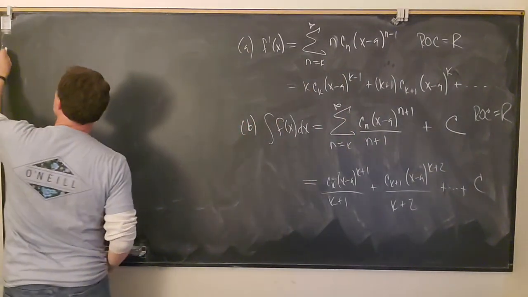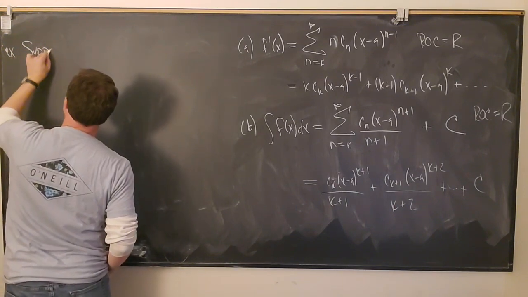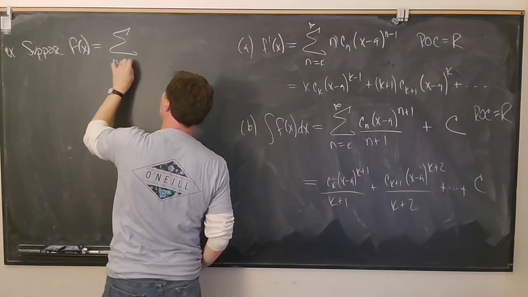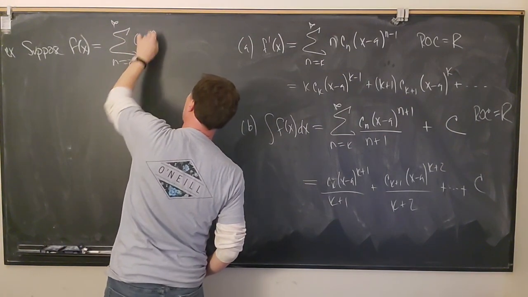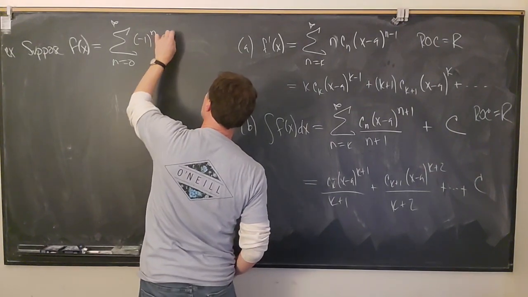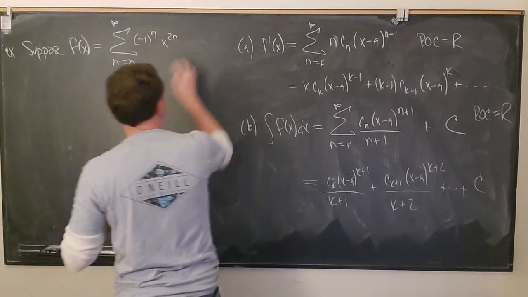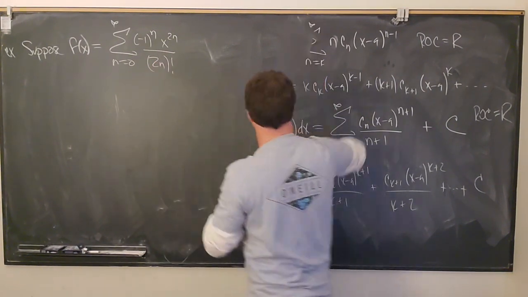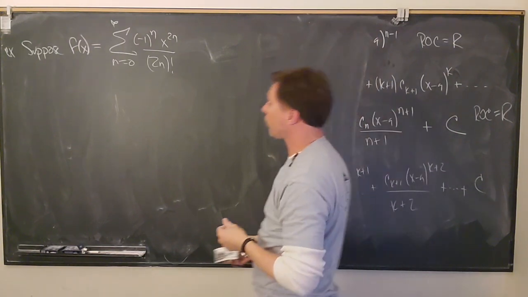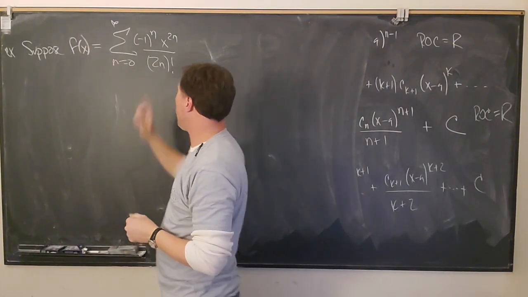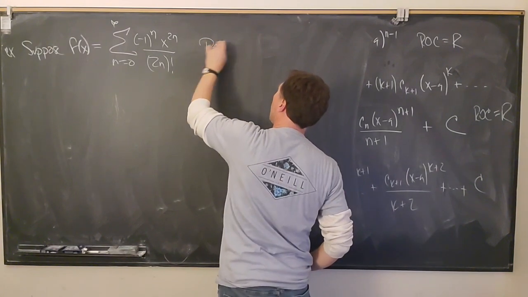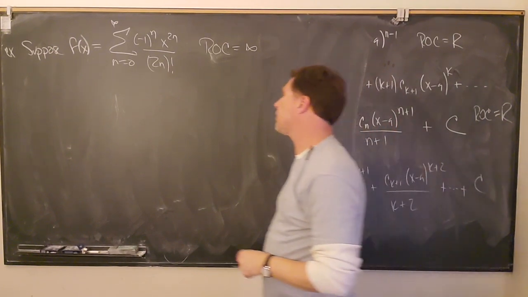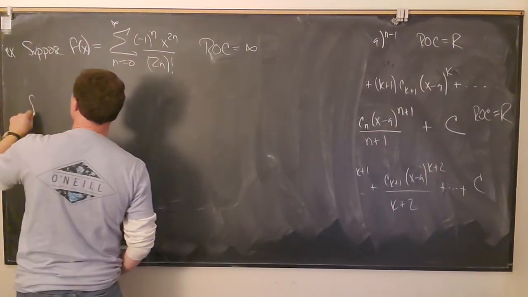So as a first example, suppose f of x equals the sum from n equals 0 to infinity of (minus 1) to the n, x to the 2n, divided by 2n factorial. Now you can show that this representation is equal for all real numbers. In other words, the radius of convergence is equal to infinity. What I want to do is find power series for the derivative and the antiderivative.